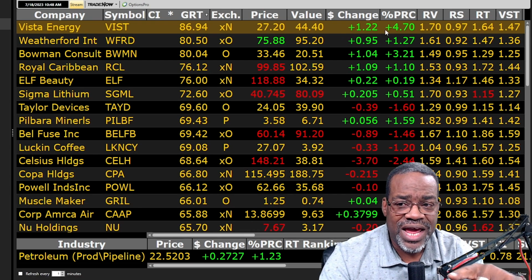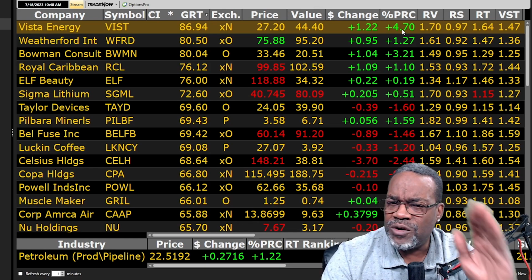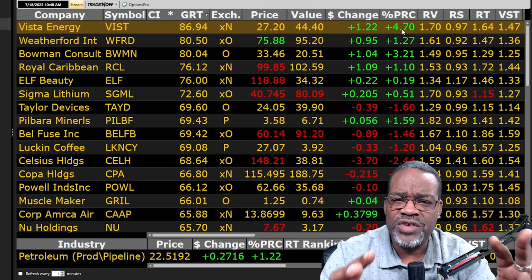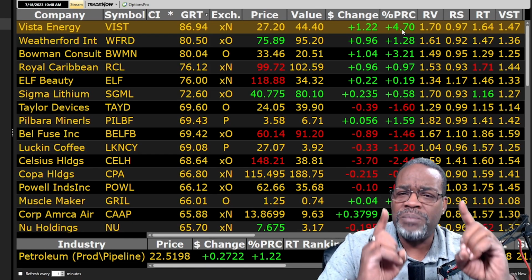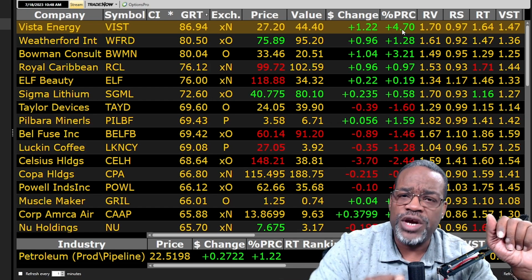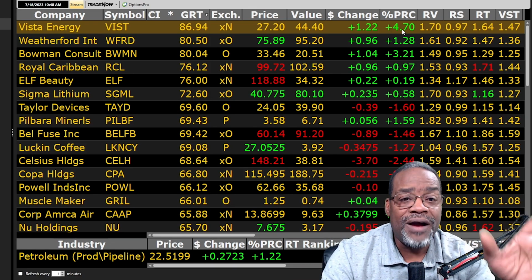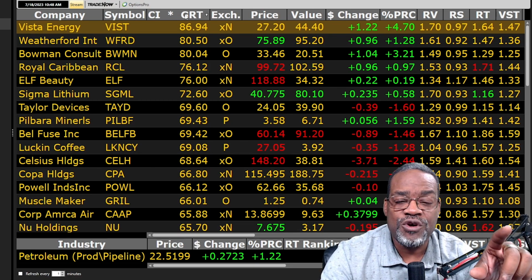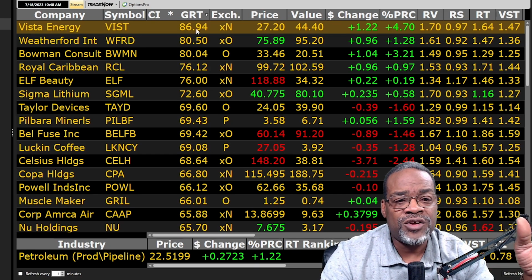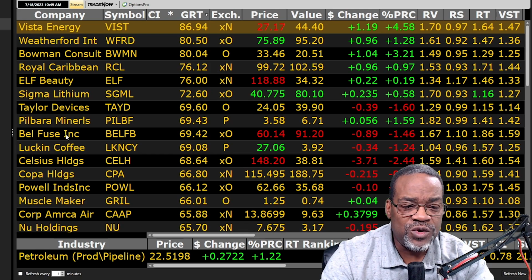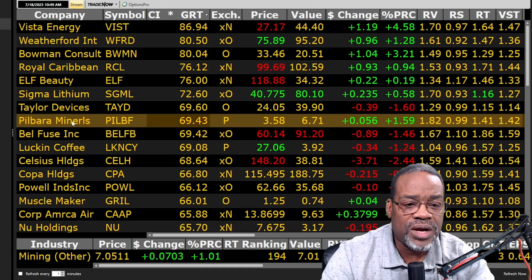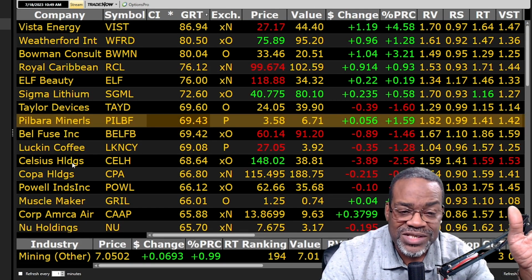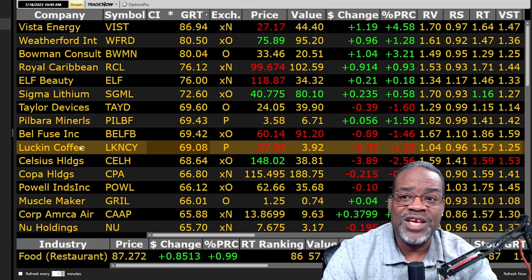And what is it doing today? It is rebounding. The beautiful thing behind looking at a graph and having your stops in mind keeps you from being anxious and pulling the trigger way too early. All right, so that's CI times earnings growth. Look at these numbers, the higher numbers at the top, all the way down. Belfuse is big on there. Palabra, Sigma and Gan, Celsius, Luckin Coffee, these are stocks that you've heard about.